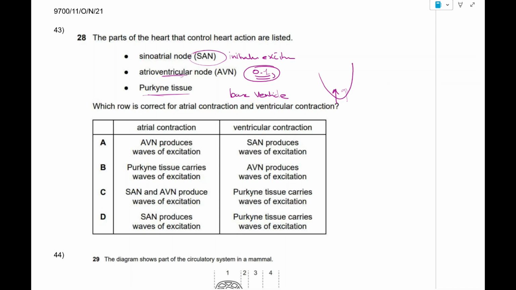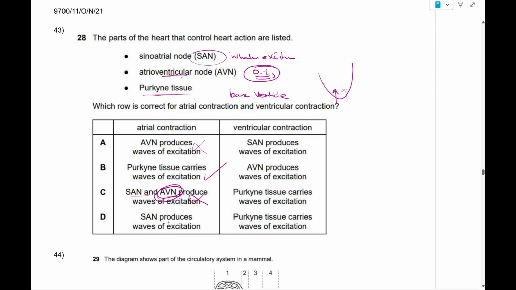Now, atrial contraction. Now, AVN does not produce the wave of excitation, therefore this is incorrect. Now for B, Purkinje tissue carries the waves of excitation. This is correct, it carries it to the base of the ventricle, so ventricular contraction or ventricular systole can take place. Now for C, sinoatrial node and atrioventricular node produce waves of excitation. This is incorrect. The AVN delays it, does not produce it.